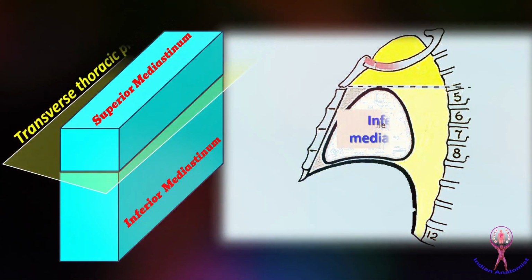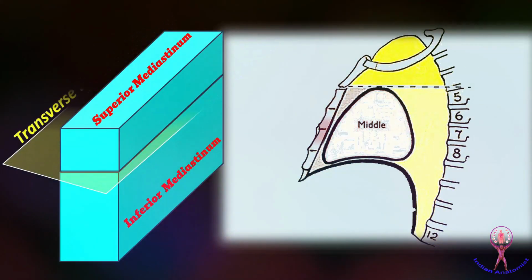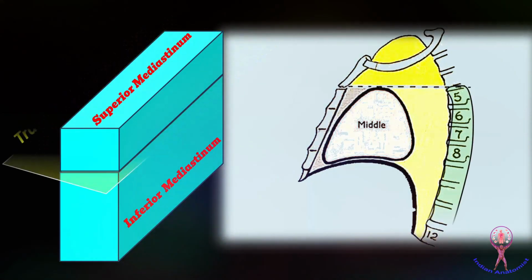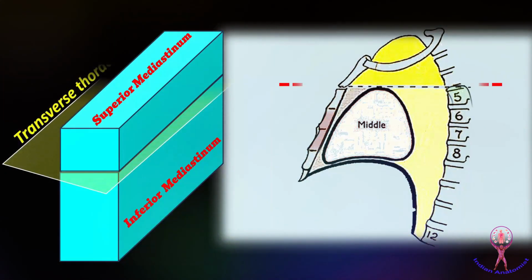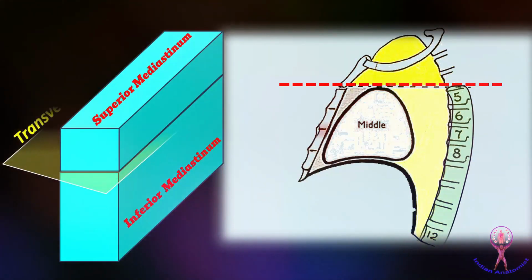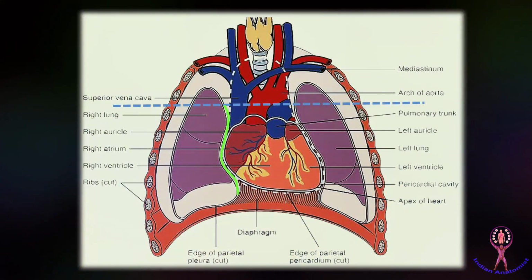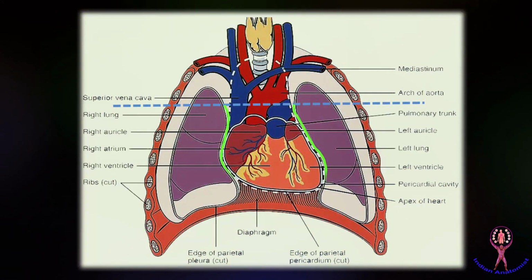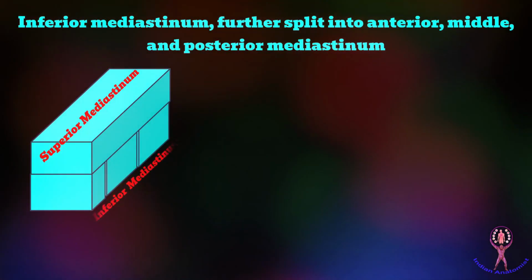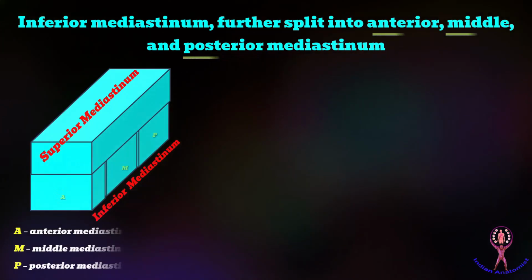1. Anteriorly, it is bounded by body and xiphoid process of sternum. 2. Posteriorly by the bodies of lower 8 thoracic vertebrae, that is, T5 to T12 vertebra. 3. Superiorly, related to transverse thoracic plane. 4. Inferiorly by diaphragm, and 5th, on either side by mediastinal pleura, related to the mediastinal surface of corresponding lungs. As I already said, the inferior mediastinum is further split into anterior, middle, and posterior mediastinum.